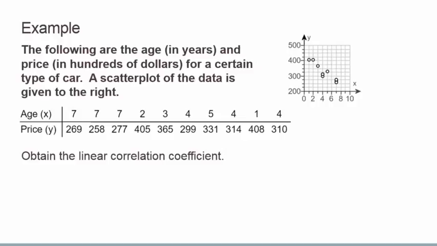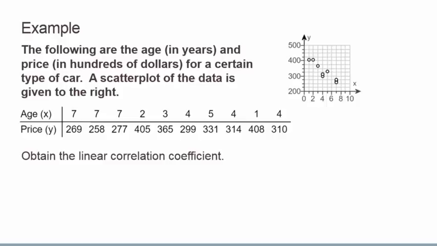Example: the following are the age in years and price in hundreds of dollars for a certain type of car. A scatterplot of the data is given to the right. So we have a graph of our data. Our x values go from 0 to 10, and our y values go from 200 to 500. Our data looks like it can form a line, and it goes down from left to right. Age is x, price is y.